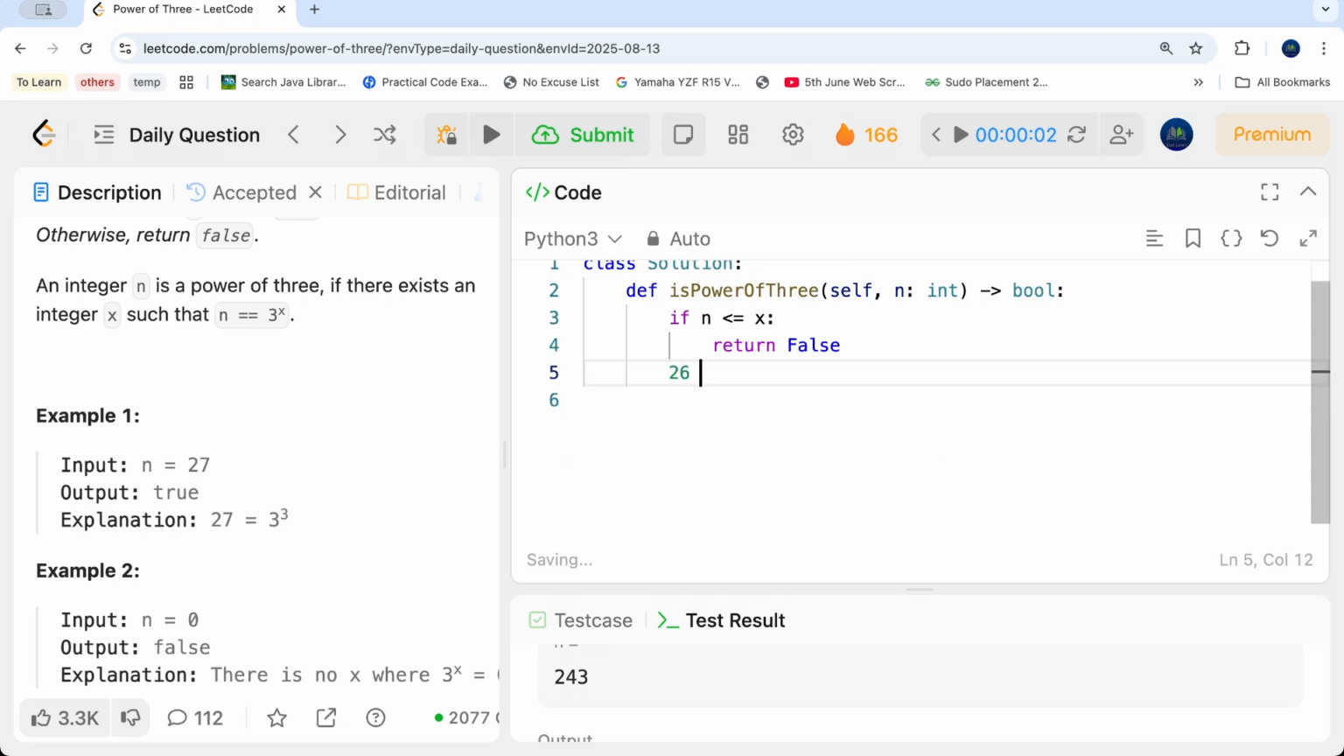This is not a power of 3. If you divide it by 3, you will get something like 8.67, so you will have a remainder left. So from here you can say that this number is not a power of 3. Or let us say it is 24, and if you divide it by 3, it will be equal to 8.